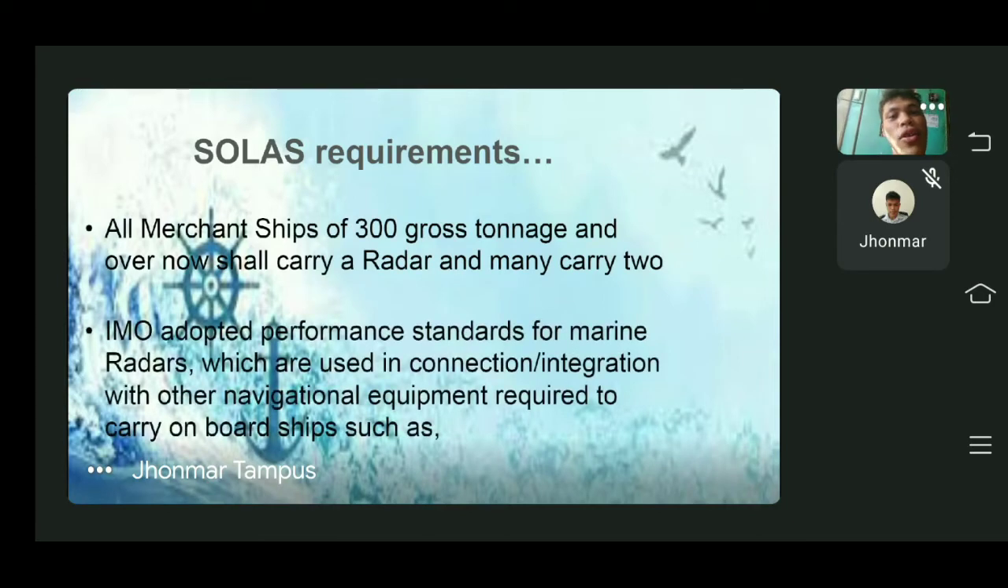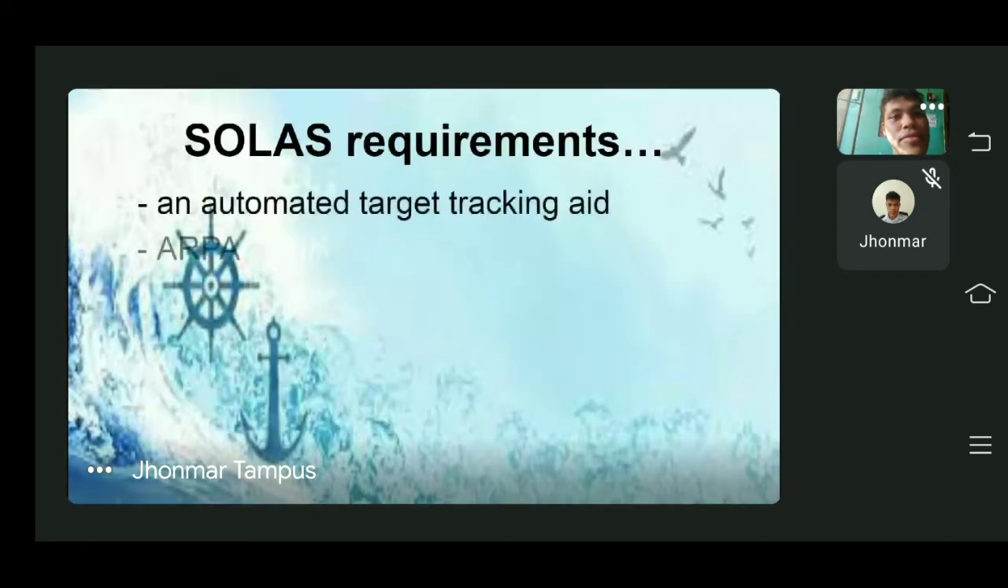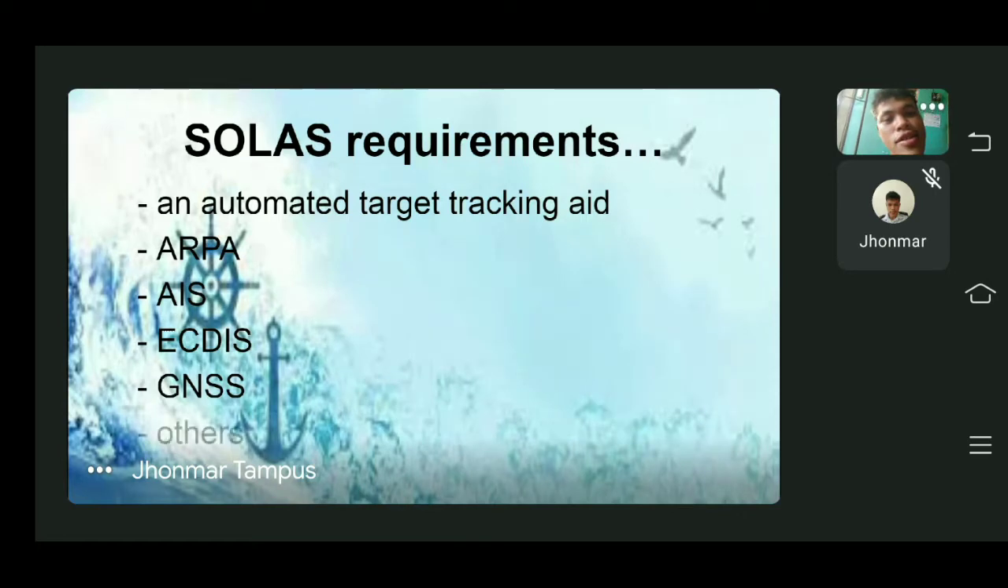SOLAS requirements. All merchant ships of 300 gross tonnage and over shall now carry a radar, and many carry two. IMO adopted performance standards for marine radars, which are used in integration with other navigational equipment required to be carried on board ships, such as an automated target tracking aid, ARPA, AIS, ECDIS, GNSS, and others.